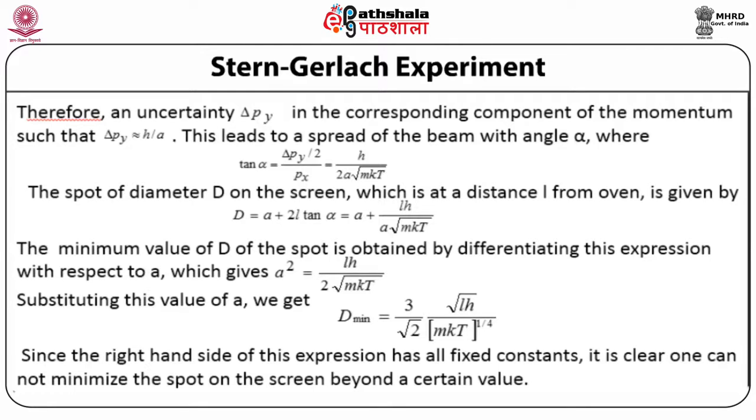for D. Since the right hand side of this expression, that is the expression for D minimum, has all fixed constants, it is clear that one cannot minimize the spot on the screen beyond a certain value. Thus, in this manner, because of the finite width of the aperture of the oven, there is an uncertainty which gets introduced in the y component of the momentum as well as in the exact determination of the spot of the atoms that is hitting the screen. And this uncertainty in the exact determination of the spot is given by D minimum.